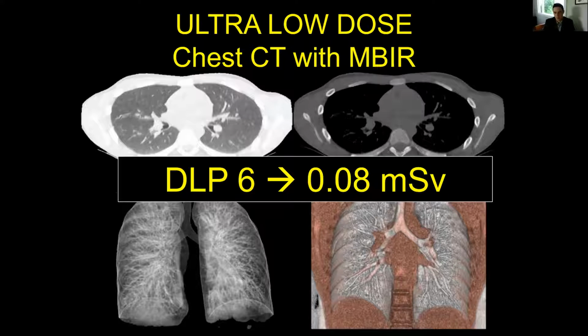Put into context, a chest x-ray is 0.02 millisieverts for a frontal, 0.06 millisieverts for a lateral. Together, a frontal and a lateral chest x-ray is 0.08 millisieverts. So this is really CT at chest x-ray doses, which is pretty amazing. But you only get away with it because A, you've got lungs, which are a natural negative contrast in the body, and B, you've used this reconstruction to salvage the image information.